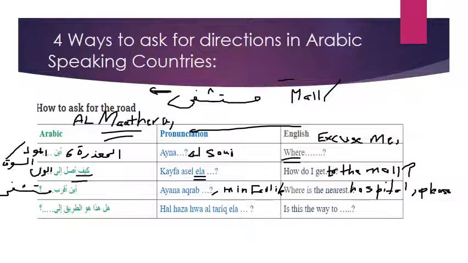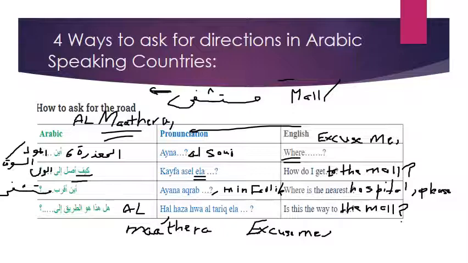Okay? A 4th way. Excuse me, is this the way to the mall, for example? This is the 4th way. You start here better with excuse me. What do you mean by excuse me? المعذرة.